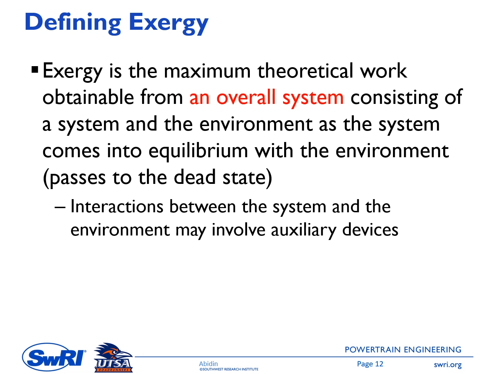And interaction between the system and the environment here may involve auxiliary devices. So this can be a power cycle, and this power cycle can be used to rotate a shaft, can be used to lift a mass, and then this shaft can be coupled with a generator to generate electricity.